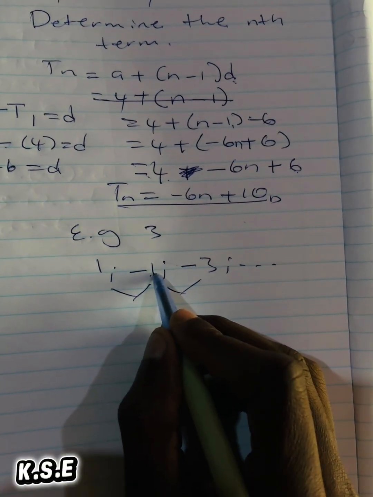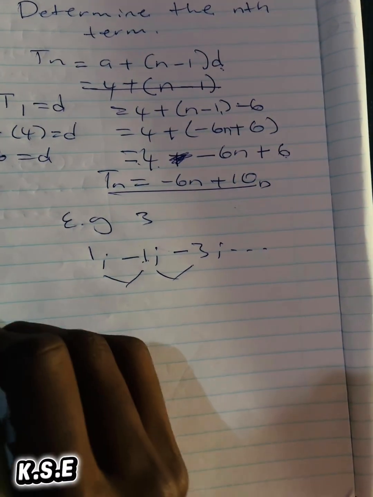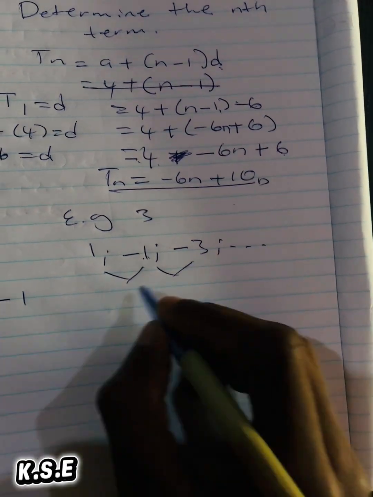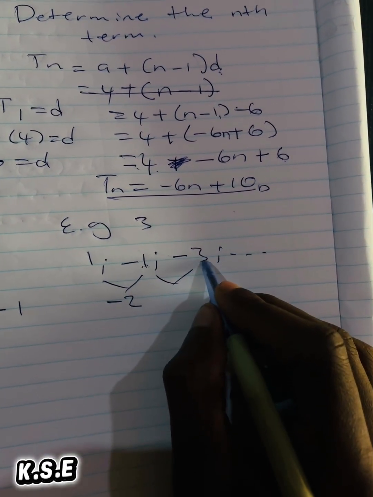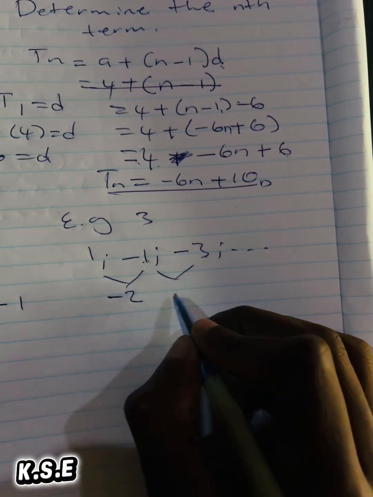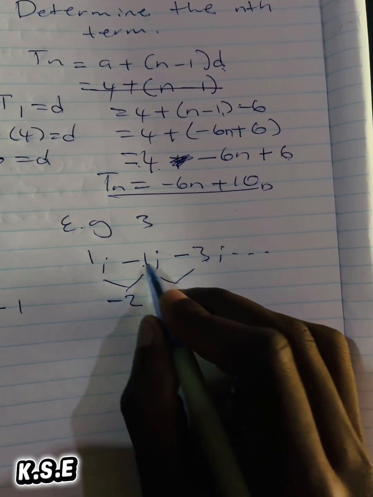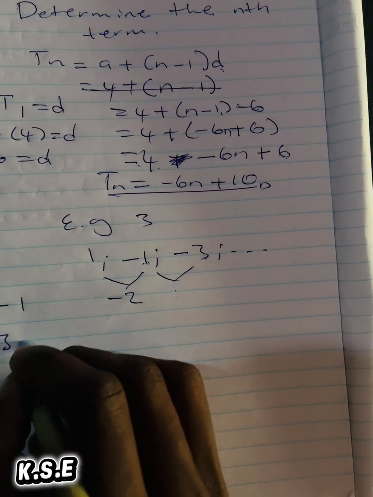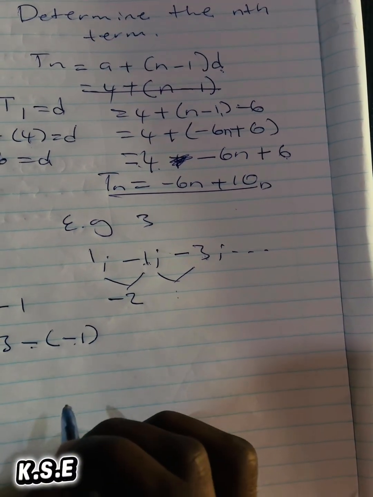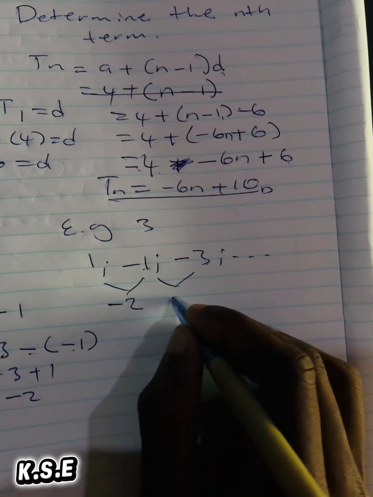So we're going to say term number 2 minus term number 1. So term number 2 is -1 minus term number 1. This becomes -2. Term number 3 minus term number 2, we're going to find the difference. So -3 minus open bracket minus 1, which this is going to give us positive. We're going to get +1. This becomes -2. So our difference is what?